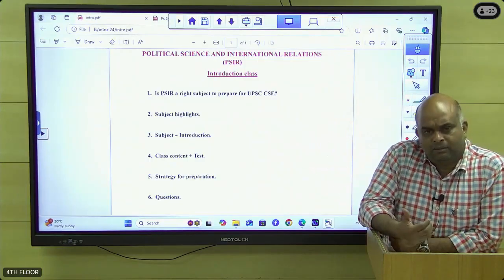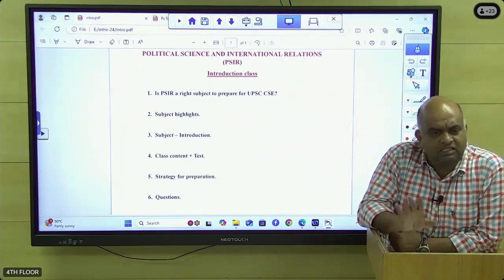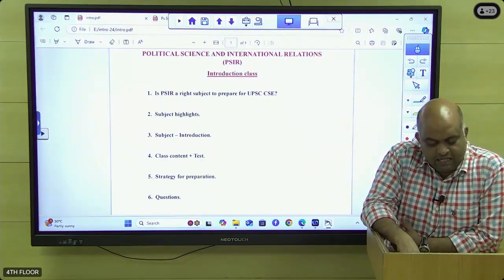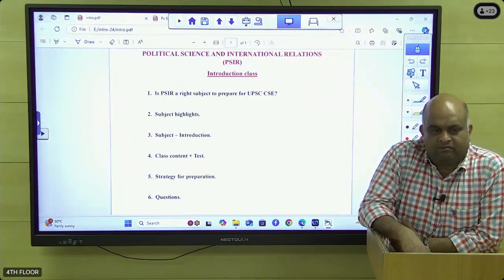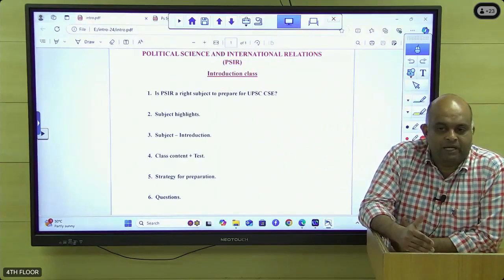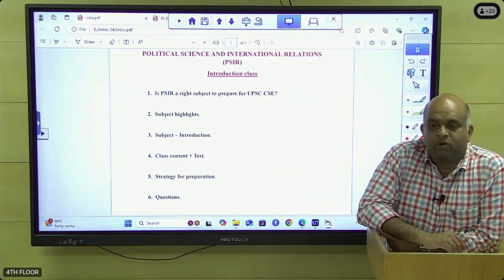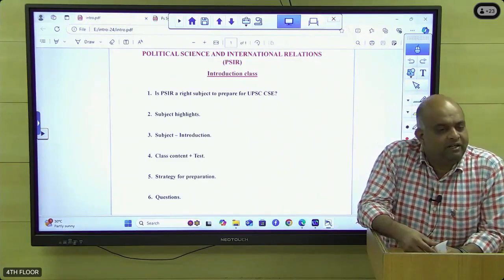You have to note that section B of both the papers is GS paper only. Paper 1, section A, the first 10 chapters, is the core of the entire political science. This will take a lot of time. Literally half of your entire preparation for PSIR will be spent on the first 10 chapters, paper 1, section A. And the remaining parts are very easy.